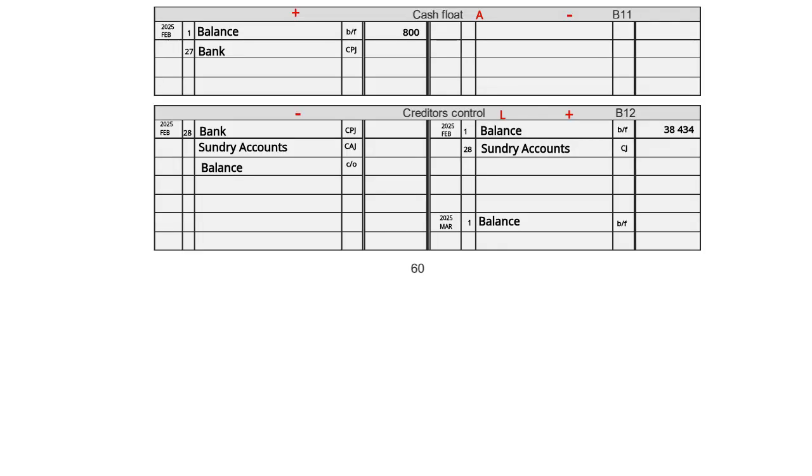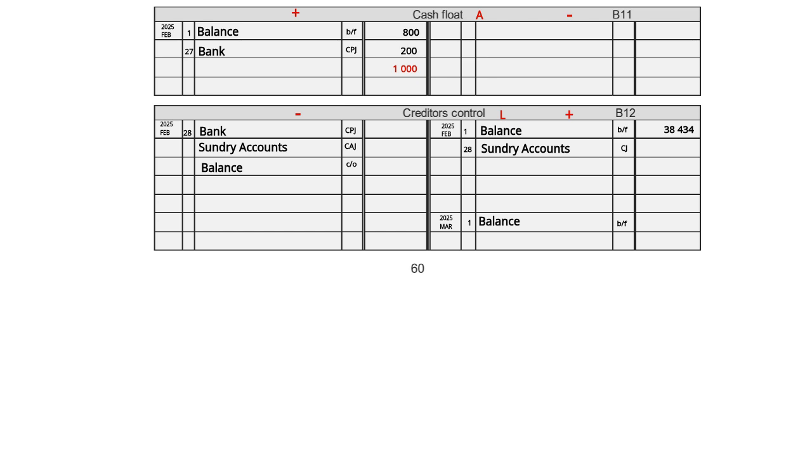Cash float is our next ledger account. Our opening balance is already entered on the debit side, 800 Rand. And then if you go to your CPJ, we had an entry on the 27th of 200 Rand, because we wanted to increase our cash float to 1,000. So our total is 1,000.